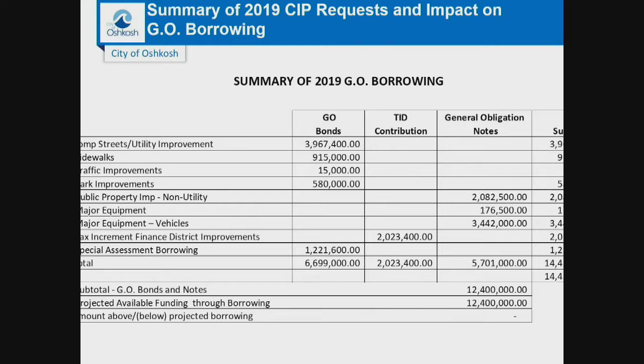So what you have on this next slide is what does our 2019 GEO borrowing look like? And what we've done is we've broken this out by each major category. You'll see that we do have proposed GEO projects of $14,423,400. However, of that, $2,023,400 will be TID contribution. That would be those TIF 7 contributions that I was speaking about previously. So what we are bringing forward to the Common Council, and we plan on proposing, is a $12,400,000 GEO borrowing.